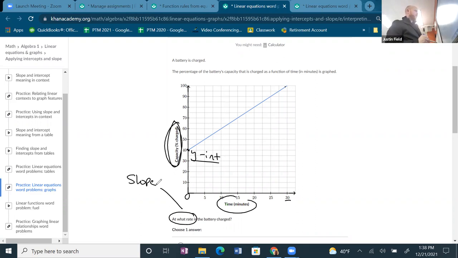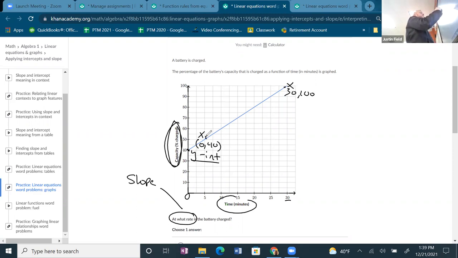Okay, so all we got to do is find the slope. I see that we already have the y-intercept, and then also we can use the n, 30, 100. And so all we got to do is find the slope.